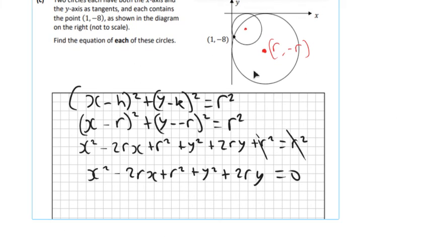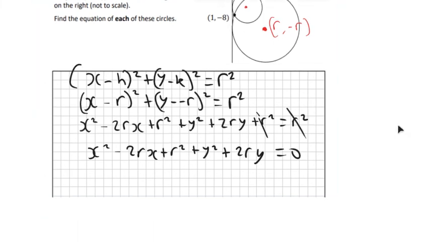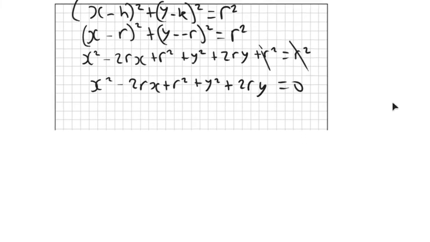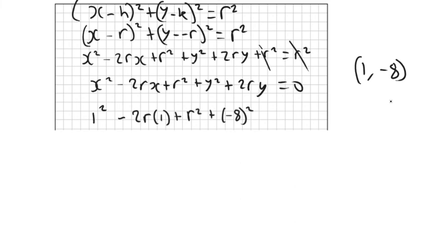Let's sub in the point. The point (1, -8) is on both of the circles, so we're still keeping it general for both circles. If we sub in (1, -8), it should work for both. So we get 1 squared minus 2 times r times 1 plus r squared. r is going to be our only variable left, hopefully, if we do this right, plus minus 8 squared plus 2 times r times minus 8 equals 0.